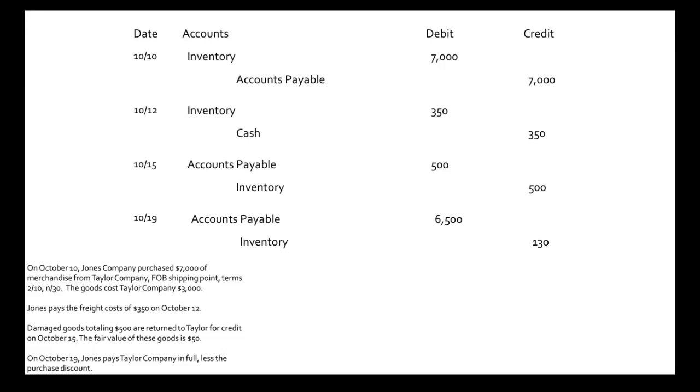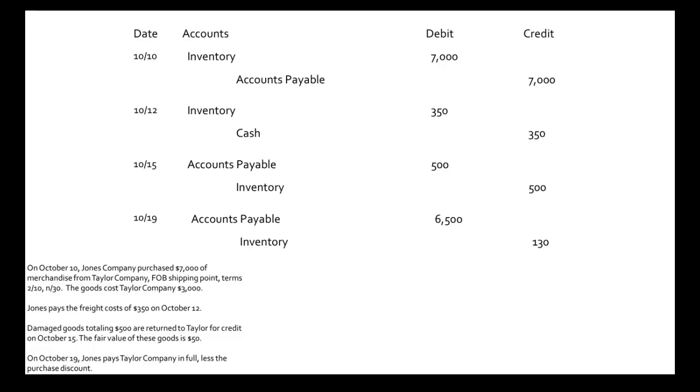Now, how do we get the $130? We need to take a look at what the terms were and what our accounts payable was in this problem. So our terms were 2/10 net 30, meaning we would get a 2% discount if we paid within 10 days. We paid within 10 days, so we get a 2% discount. So we take 6,500 times 2%, or times 0.02, and that gives us this 130 amount.